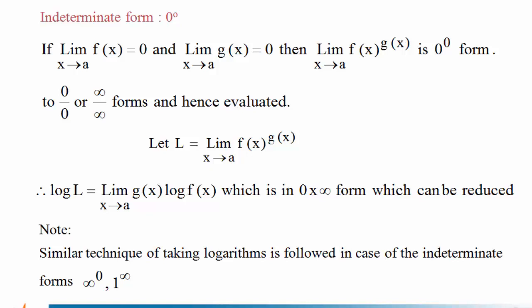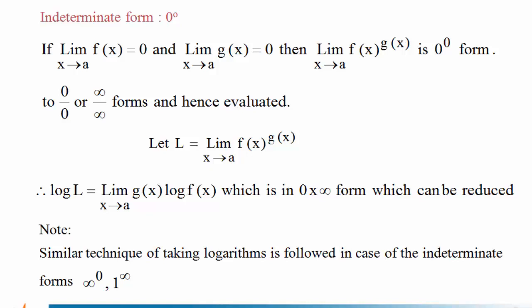Now we have to study the remaining 3 forms, but we have to study these 3 forms collectively: 0 raised to 0, infinity raised to 0, 1 raised to infinity. Because for these 3 forms there is the same method. What is that method? That we are going to learn today.